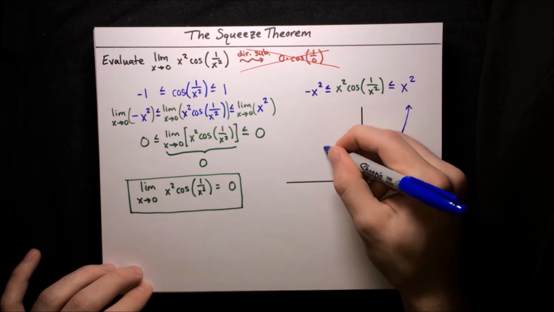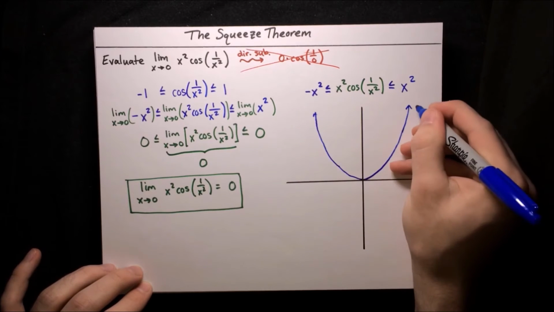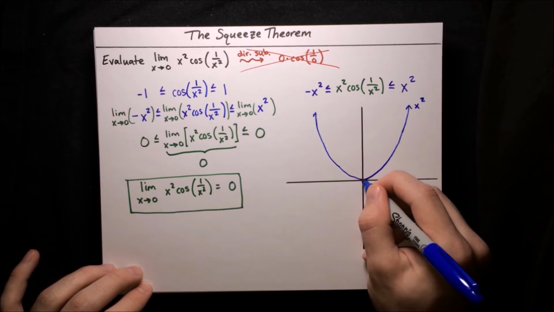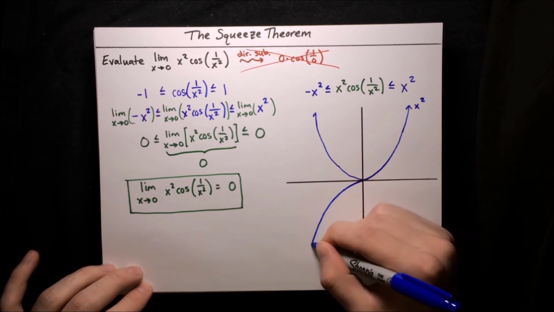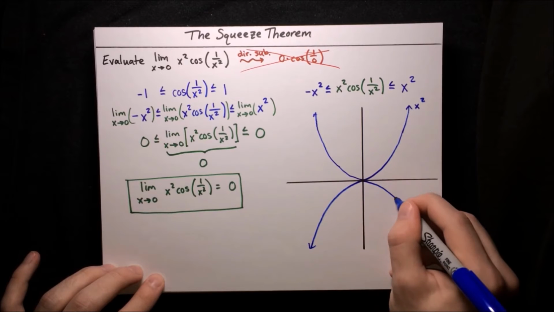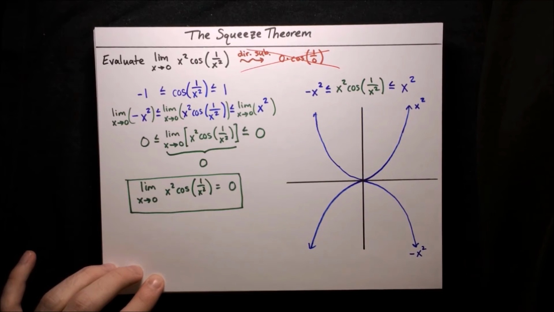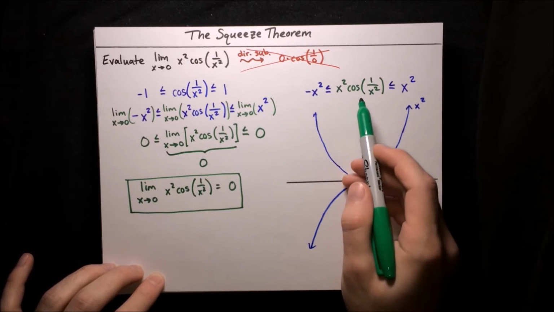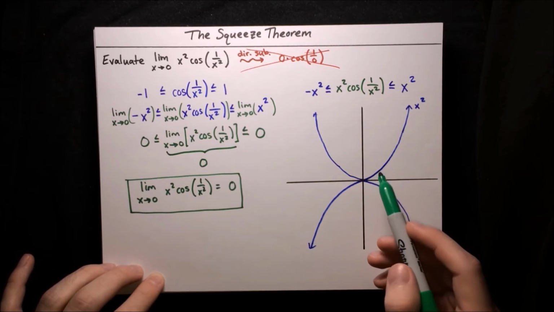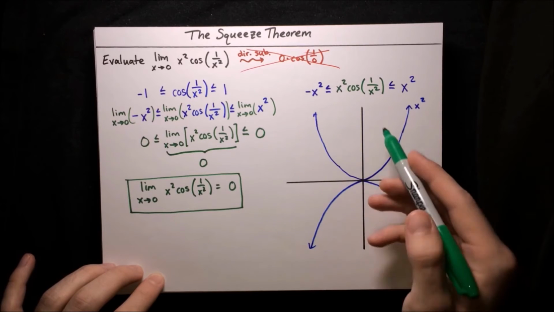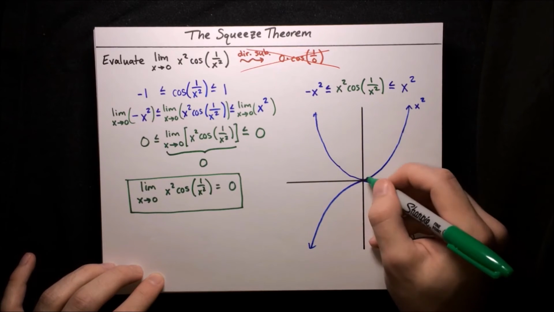Upward parabola centered at the origin, that would be the graph of x squared. And then negative x squared, that's the same thing but reflected over the x-axis, so it's facing downwards. Alright, so this is the graph of negative x squared. Now, the graph of x squared times cosine of 1 over x squared has to be sandwiched in between these two graphs. And because there's a cosine term, it looks like it's going to be oscillating.